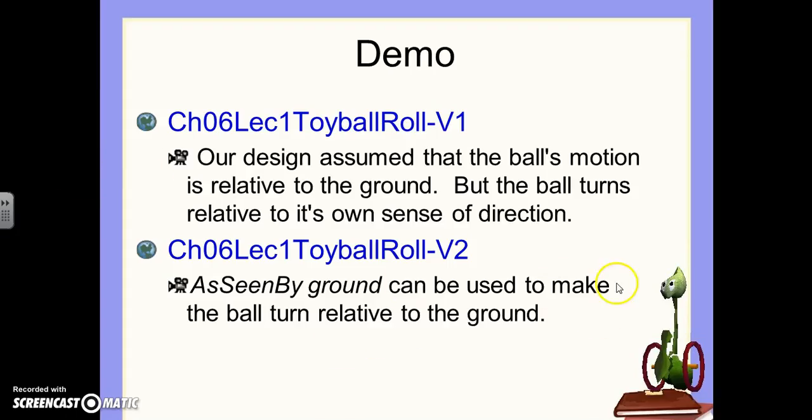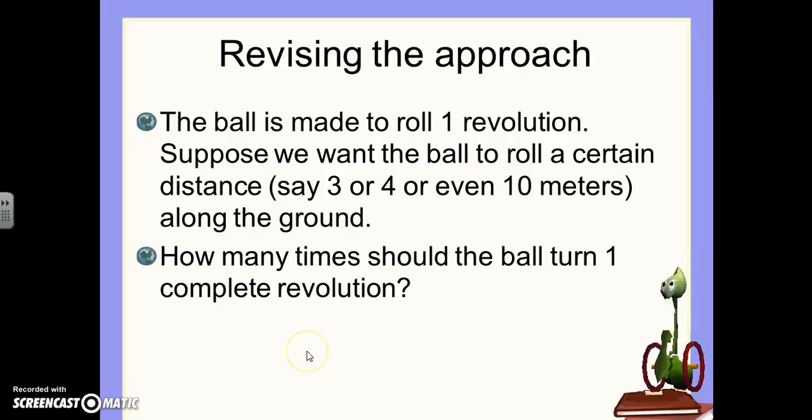All right, so as seen by the ground can be used to make the ball turn relative to the ground rather than relative to itself. You've got to keep that in mind when you're making objects move. All right, so how do we revise the approach to have the code be as concise as possible and minimize the steps that we have to use in order to write this code?